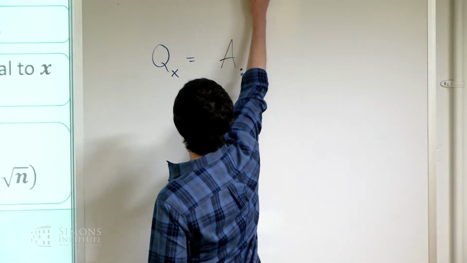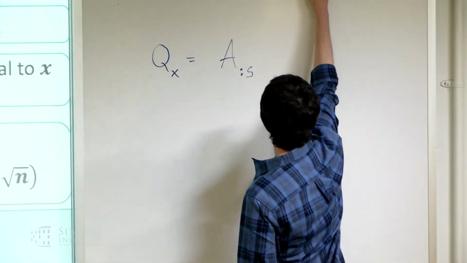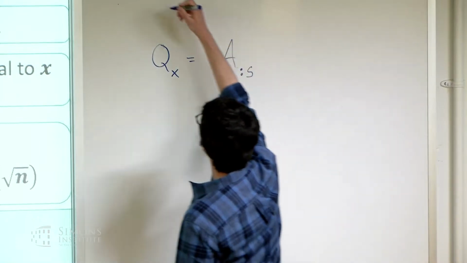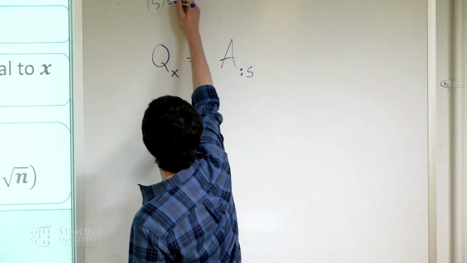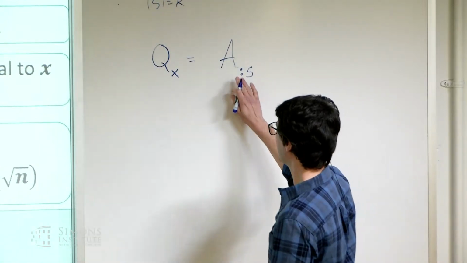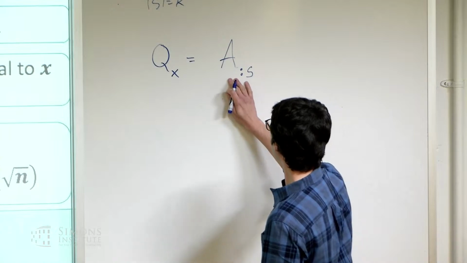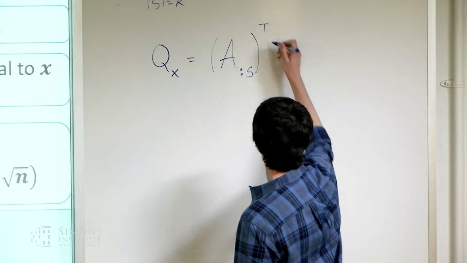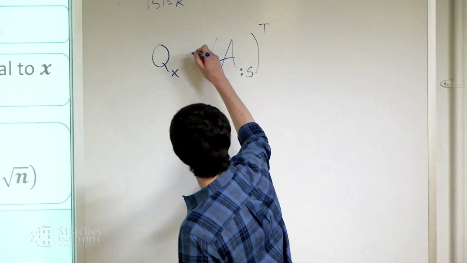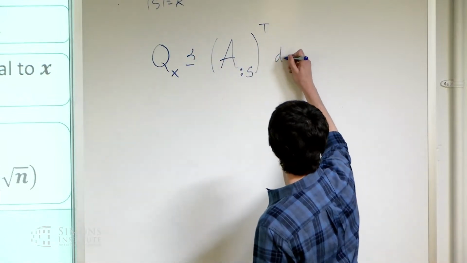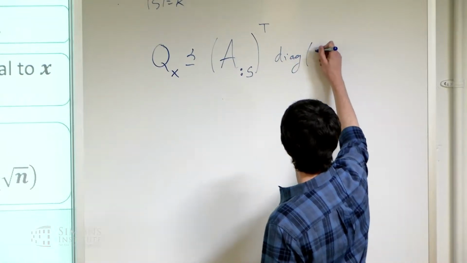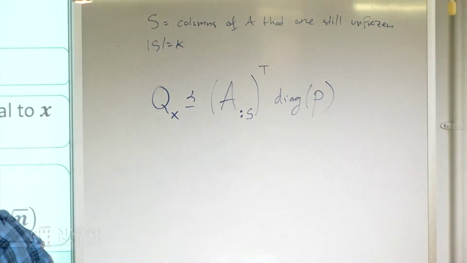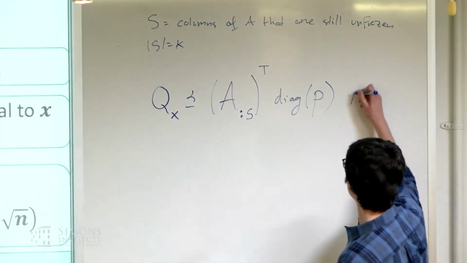Columns of A that are still unfrozen. And let me assume that at this point, the size of S is equal to k. So now my matrix is going to be something like A restricted to these columns. I just throw everything else away. Transpose. I can just spectrally upper bound it by A transpose times diagonal of some probability distribution P, which is exactly the probability distribution that shows up over here, times A.